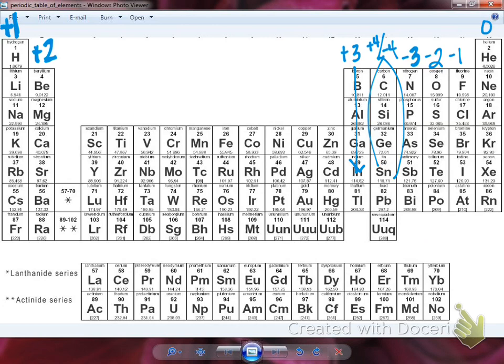Does that kind of make sense? Yeah. Okay, so that's why hydrogen and them have +1 charges. Same with +2 and +3. They give away their electrons a lot easier than they take them, so they've got a positive charge.